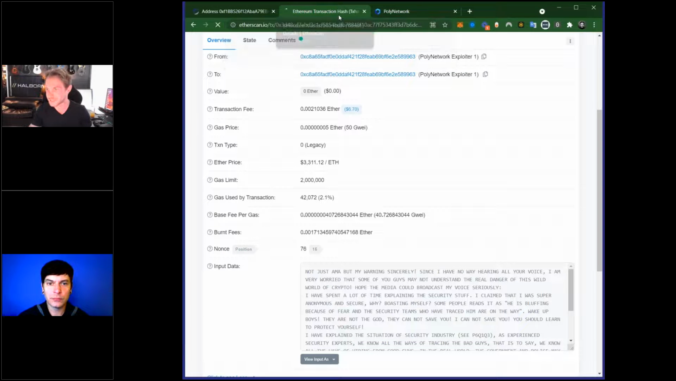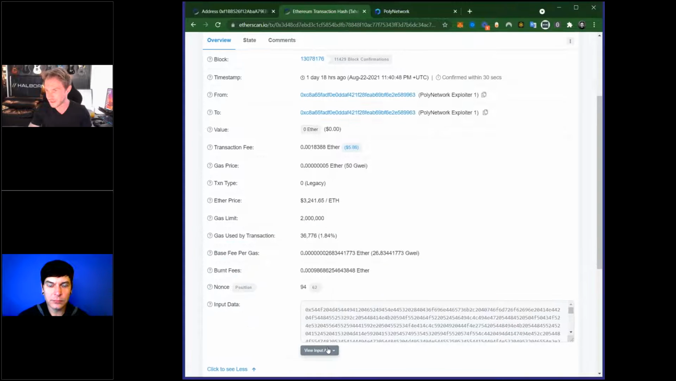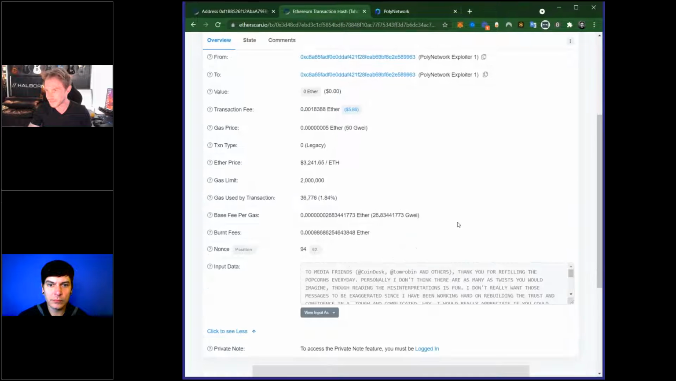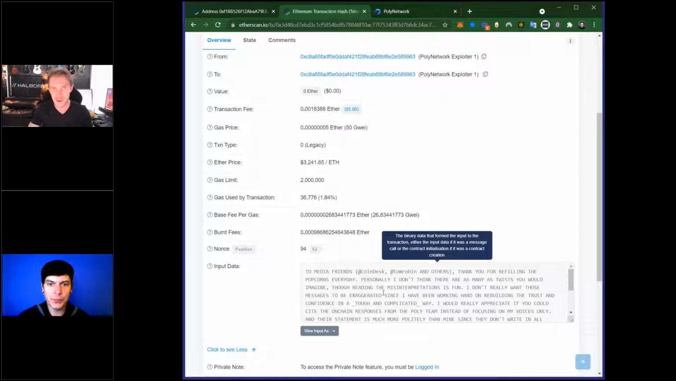There's another transaction here. If we go down and look on Etherscan, you can see, we'll decode this one. To the media friends at CoinDesk, and thank you for refilling the popcorn every day. It was like watching a movie live. That's what's really interesting about this blockchain hacking, is a lot of it is all public. Things happen almost instantly.